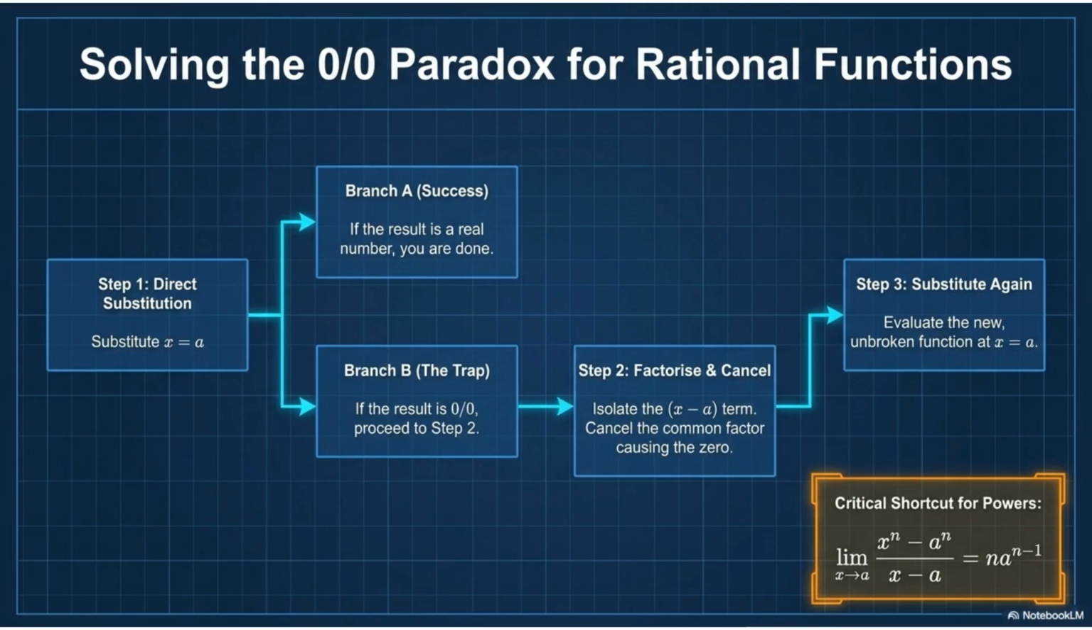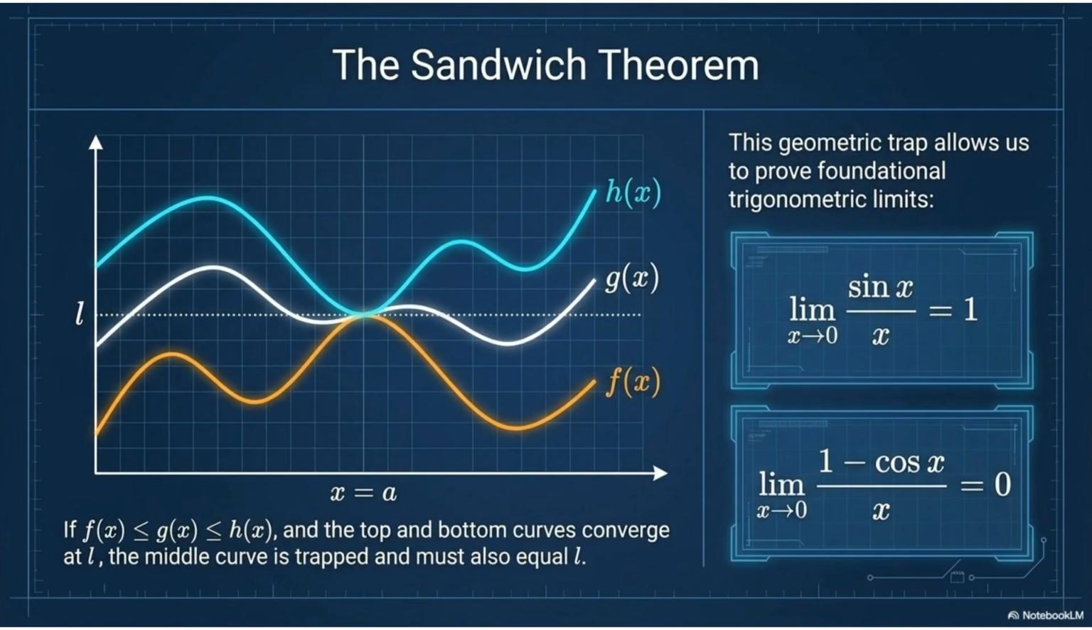exist. When you encounter a 0 over 0 paradox, you can often solve it by factoring and canceling the term causing the conflict. Once that term is removed, you can evaluate the function through substitution. The sandwich theorem is another powerful tool. If a function is trapped between two others that converge to the same value, the middle function is forced to converge to that same point as well. This helps prove fundamental trigonometric limits.